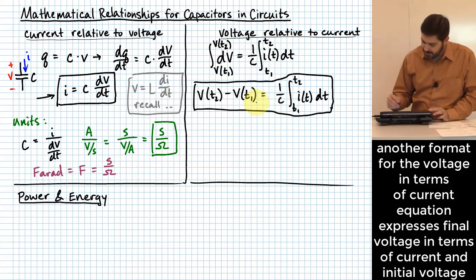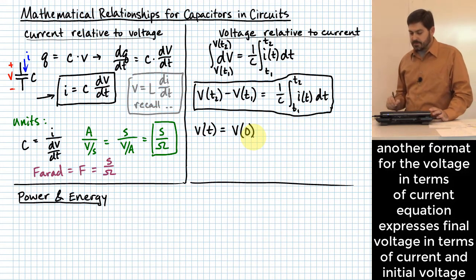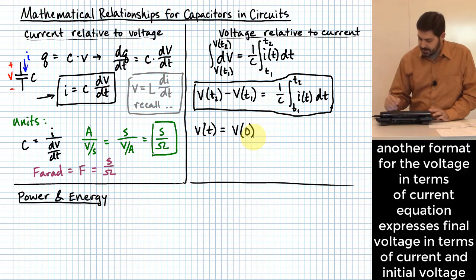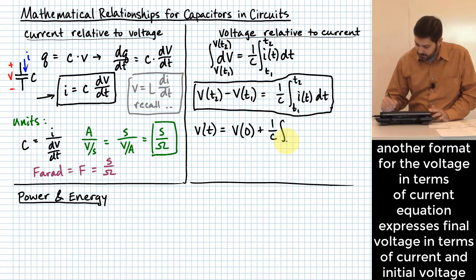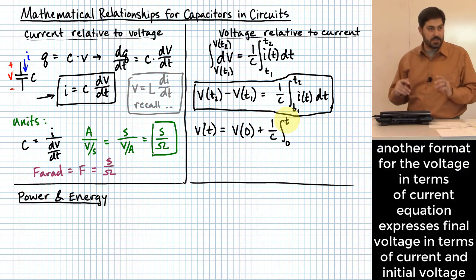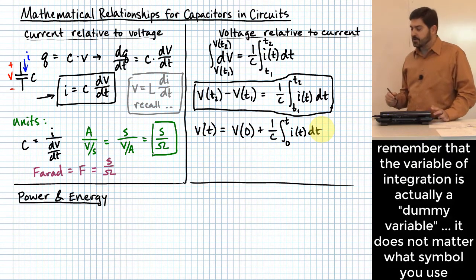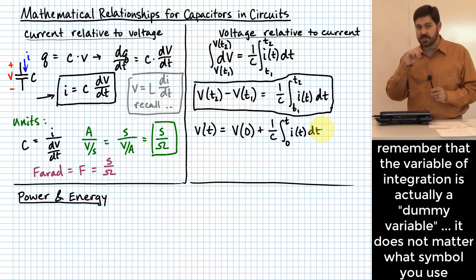And sometimes this is what you say, is that the voltage at some time is equal to the voltage at some initial time, which you can express with V at 0, plus what? 1 over C times the integral from 0 to that time value that you're trying to figure the voltage out at, of i of t dt. Okay?